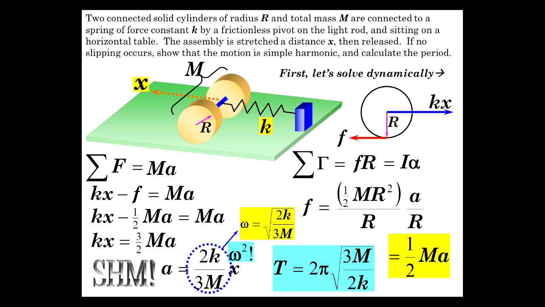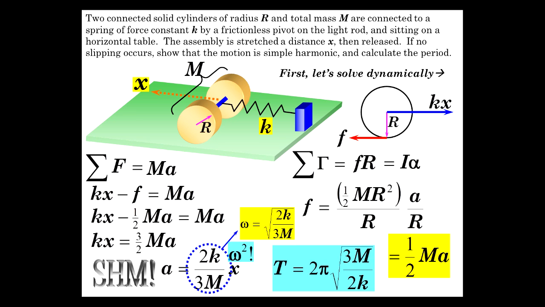So how does that period expression compare with regular translational SHM period? Usually it's m over k, this time it's more. It's the square root of 3 halves instead of the square root of 2 halves, or just the square root of 1. Well, because you've got the additional moment of inertia for rotation. You've got to roll this thing up. So it's harder to oscillate this system than just a frictionless mass system. What a beautiful little problem.